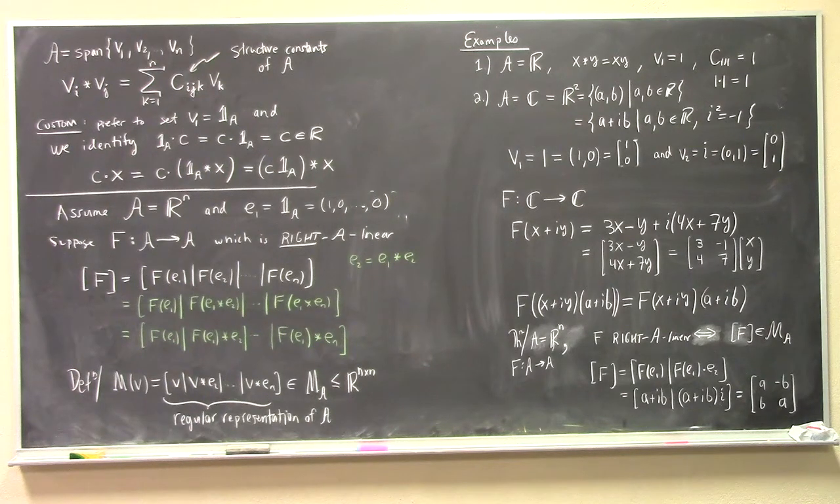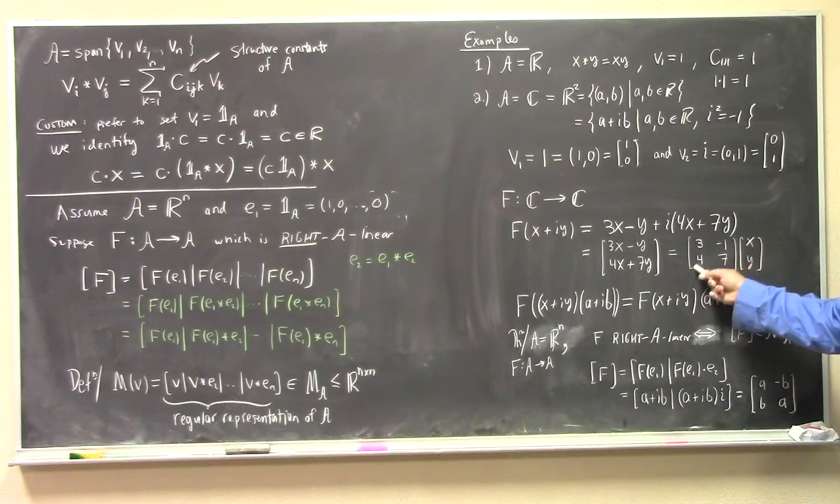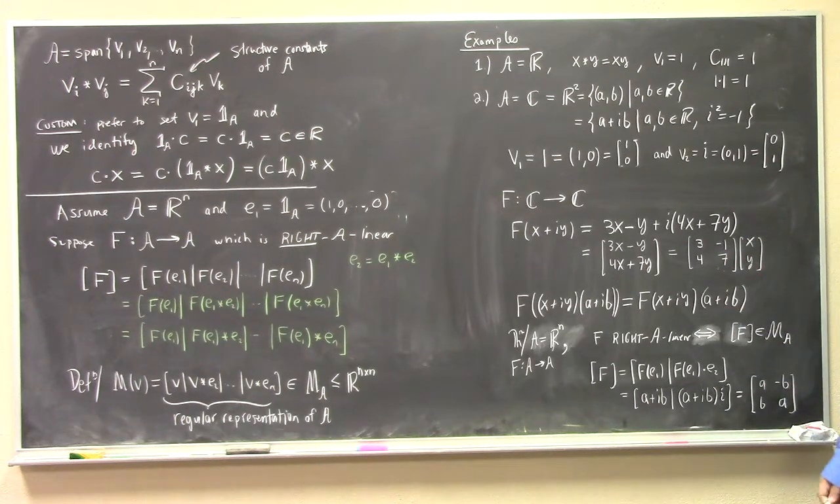So I can say with confidence that this mapping is not right complex linear because it does not have the right pattern. These entries have to be equal, and these have to be the same but off by a sign. It just isn't.